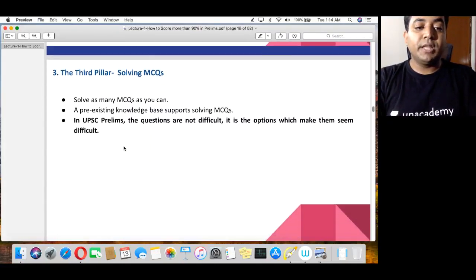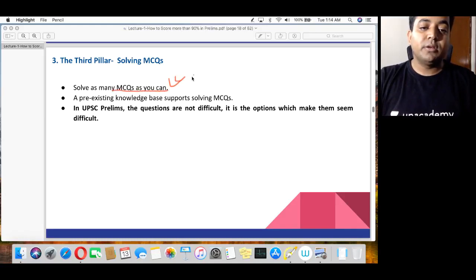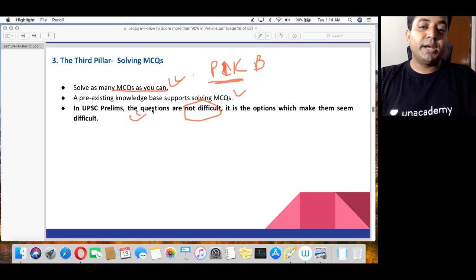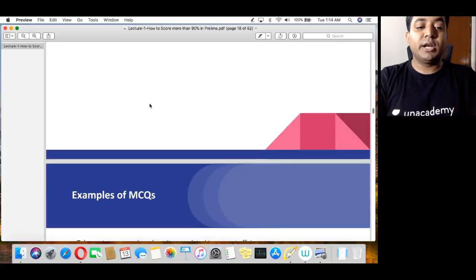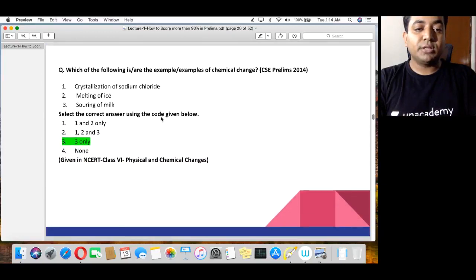And then the third pillar is solving MCQs. Before you move forward, this is very important for science at least: solve as many MCQs as you can. And PEK always helps, a pre-existing knowledge base. It helps in solving MCQs. Questions are not difficult, options are very convoluted, so you have to eliminate them very carefully, otherwise you will get eliminated. So let us see some examples of MCQs which were asked.